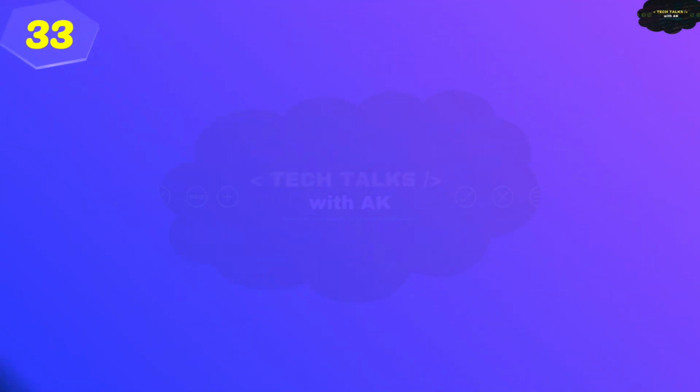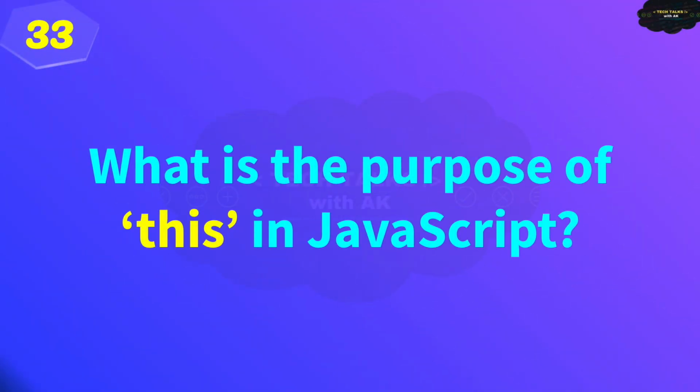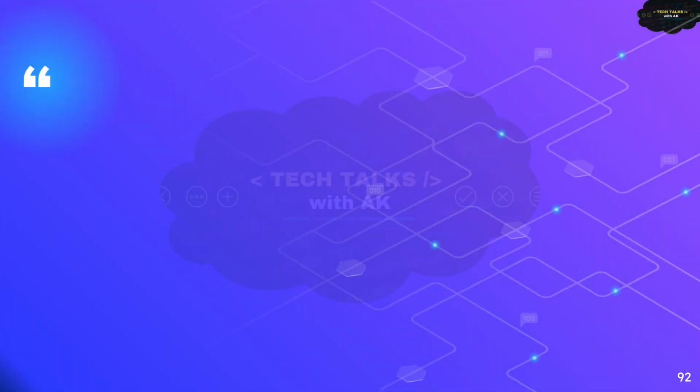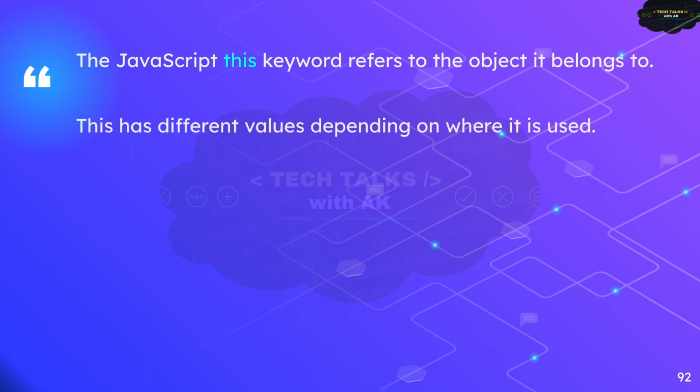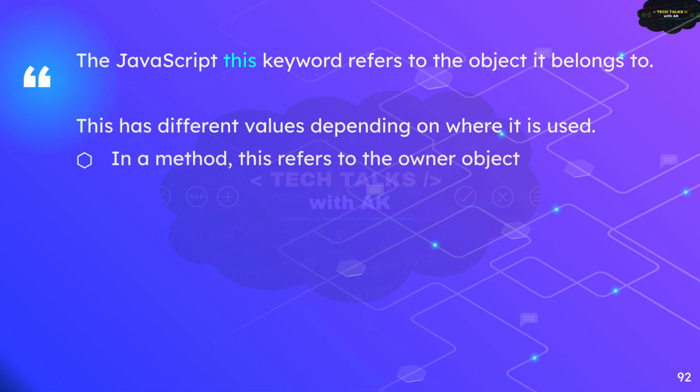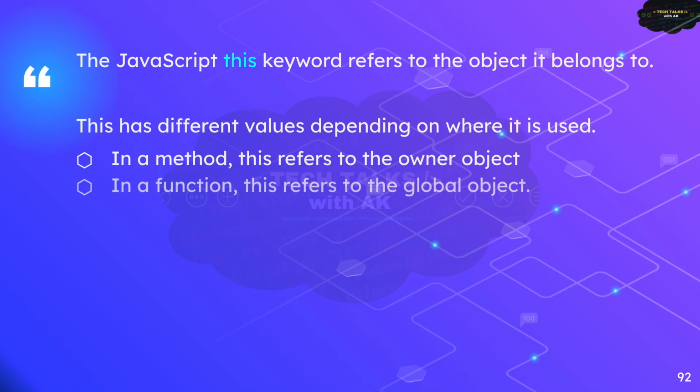Next question is, what is the purpose of the this keyword in JavaScript? And the answer is, in JavaScript, the this keyword refers to the object it belongs to. This has different values depending on where it is used. If it is used in a method, then this refers to the owner object. If it is used in a function, then this refers to the global object.